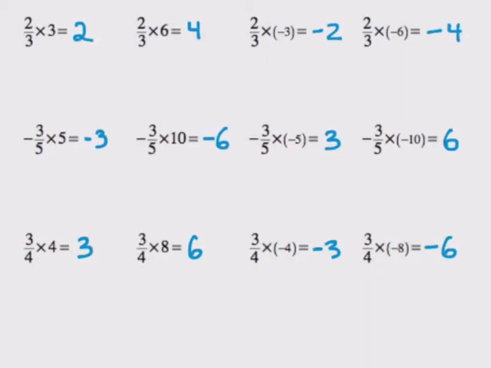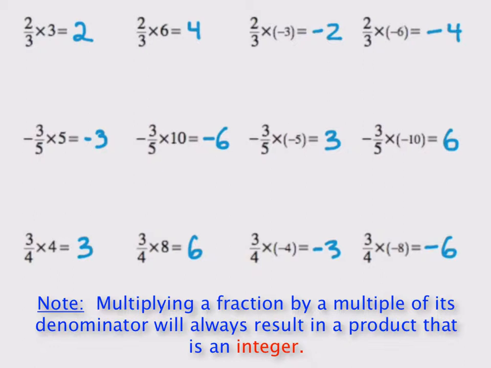Alright, so now that we're done, I'm sure there are a whole bunch of patterns to find here, but the one that we're most concerned with is this. In each of these multiplication problems, we multiplied our fraction by a multiple of its denominator. And every single time, our product ended up being a nice integer. And that's a really helpful property that we're going to use in this section. So note, multiplying a fraction by a multiple of its denominator will always result in a product that is an integer.